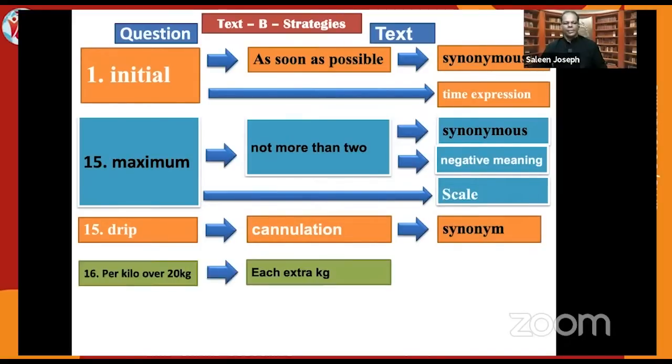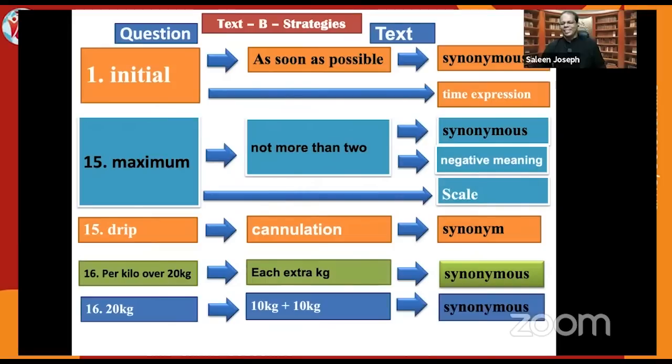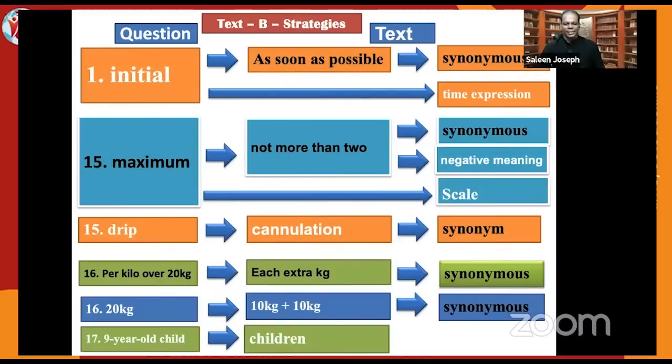And per kilo over 20 kg, each extra kg. It means when you have 21 kg, how much should be given? That is synonymous. And 20 kg: 10 kg plus 10 kg. Question says 20 kg, but text says 10 kg plus 10 kg. Yeah, that is synonymous, means the same, right? And the last one is 9-year-old child. Child means children. That's it.